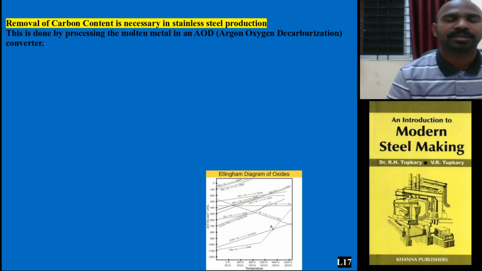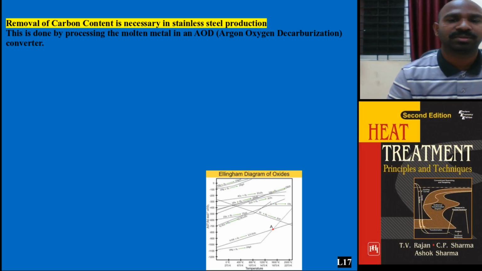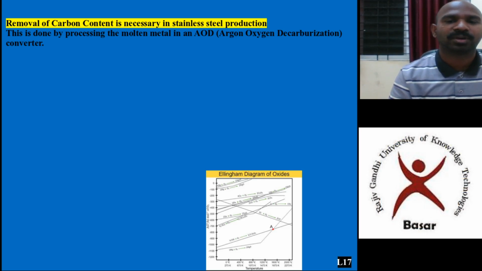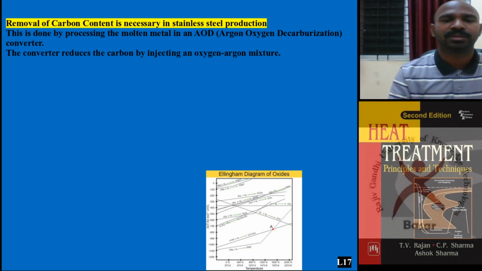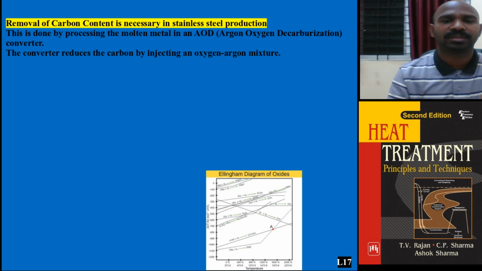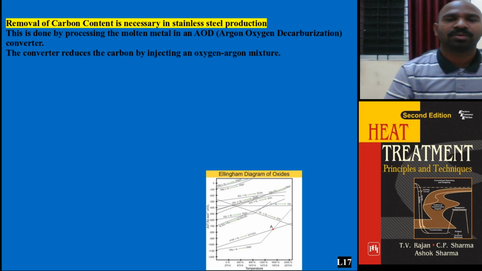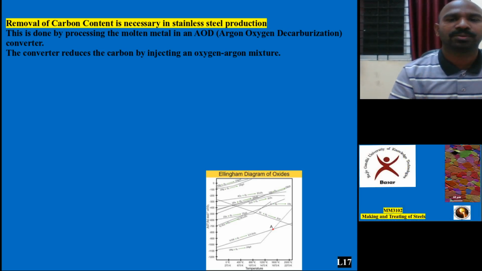In this particular process, the molten metal is poured after the EAF, electric arc furnace melt. That molten metal is poured into the AOD vessel, or you call it the AOD converter, and this converter uses the principle of a combination of oxygen and argon mixture. The argon gas is purged from the side tuyeres, whereas the oxygen is lanced from the top.